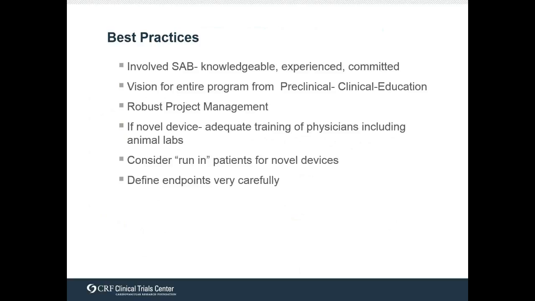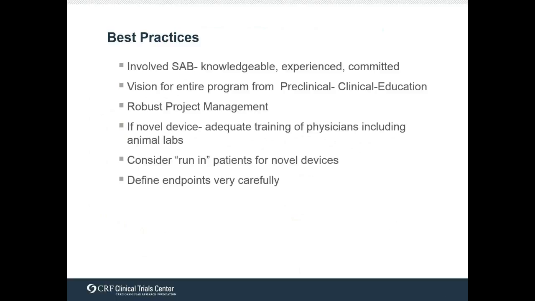I already mentioned the differences between devices and drugs. Drugs, yes, we need to read the investigator brochure, we need to understand side effects, but most of the time the administration is relatively straightforward. For devices, we really need to have adequate training of physicians, and that may involve doing animal lab training in order to be able to be ready to use it in humans.